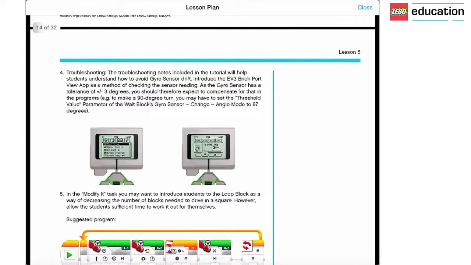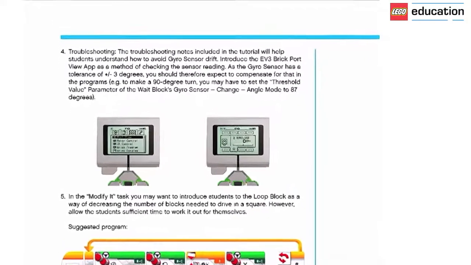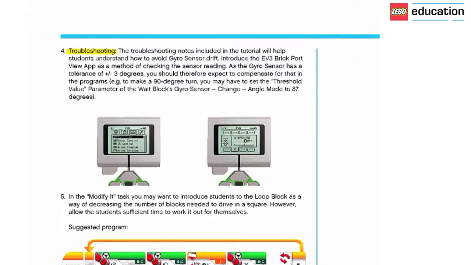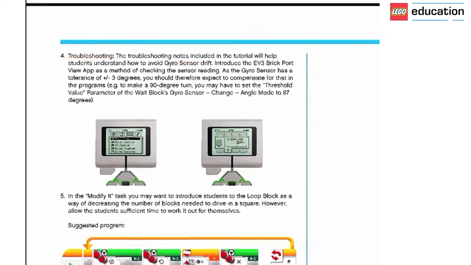we move to the lesson plans. Now, one thing to point out, there is a troubleshooting section in this lesson plan because gyros sometimes can drift. We call it drifting, where the angles move around, and it tells you here how to reset that.